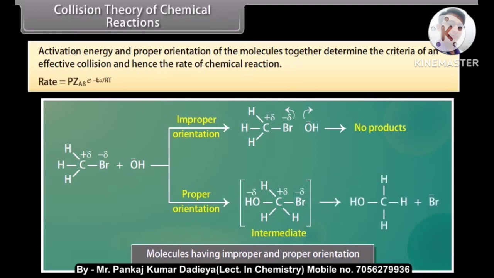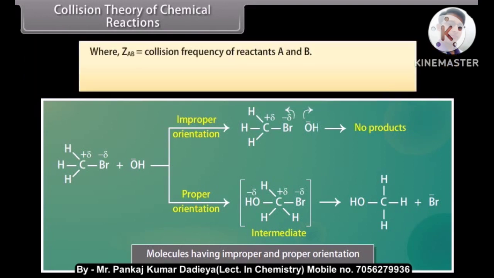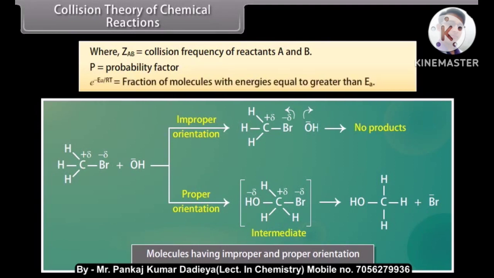Rate = P Z_AB e^(-Ea/RT), where Z_AB is the collision frequency of reactants A and B, P is the probability factor, and e^(-Ea/RT) is the fraction of molecules with energies equal to or greater than Ea.